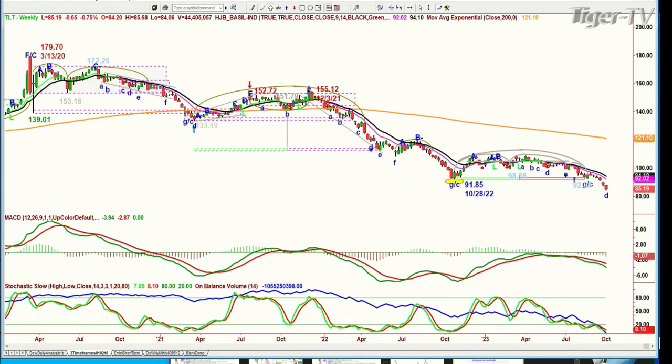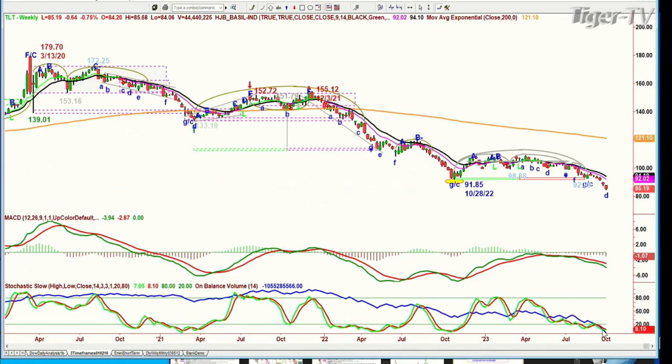Look at this. This is the weekly chart. The 9 period moving average, ugly, underneath the 14. The MACD, ugly. Look at the histogram of the MACD. The stochastics at 8%. It could still go down to 3 or 4%, but it is ugly.